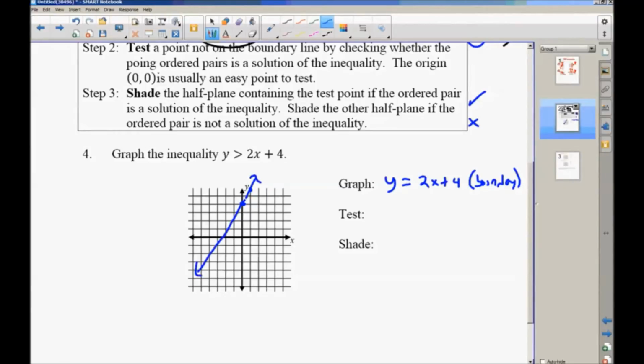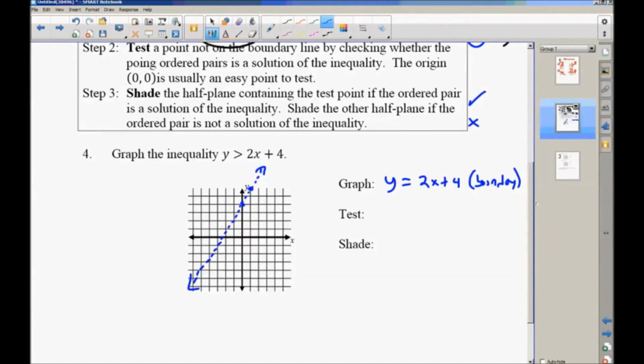Now, I did something wrong. And remember, what it said here was our boundary line would be solid if it was an equal to bar, but this one does not have an equal to bar, so we have to put a dotted line through there. So 1, 2, 3, 4. We go up 2 and over 1. And now we have this dotted line. Okay? So our boundary is like an open circle, except instead of a circle, the boundary is a line here. So we put a dotted line because there's no equal to bar.